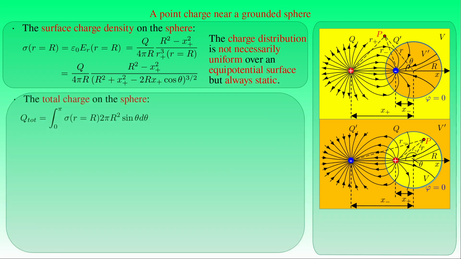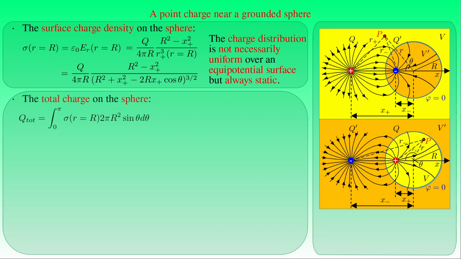The total induced charge over the surface of the grounded sphere can be obtained by integrating the surface charge density sigma over its surface, where the surface area element is given by 2 pi times the square of the radius capital R times sine theta times d theta, and the expression is integrated with respect to the polar angle theta from 0 to pi. If we substitute the expression derived for the surface charge density sigma into the integral, then we can write the total charge over the sphere as q over 2 times the difference between capital R squared and x sub plus squared, times the integral of capital R times sine theta over the cube of R sub plus evaluated at capital R with respect to theta from 0 to pi.